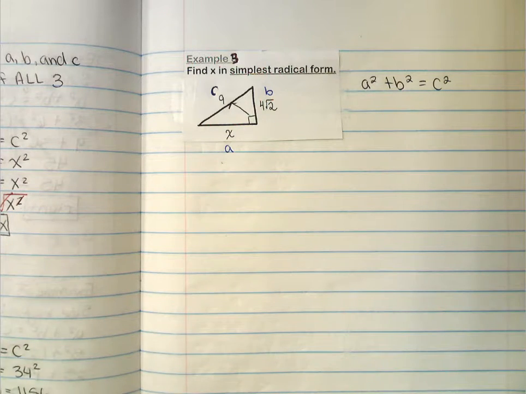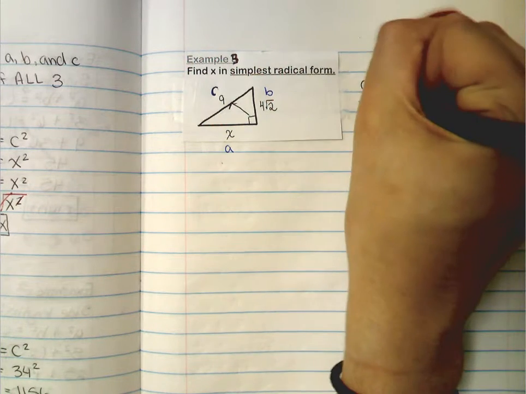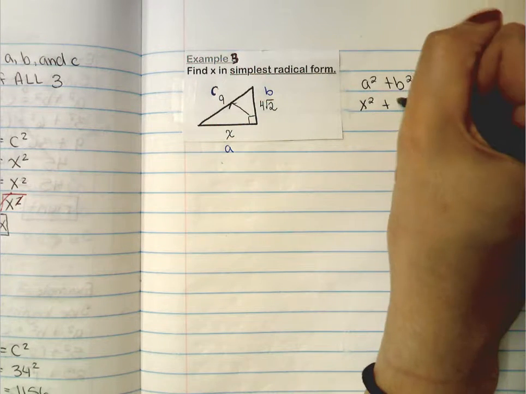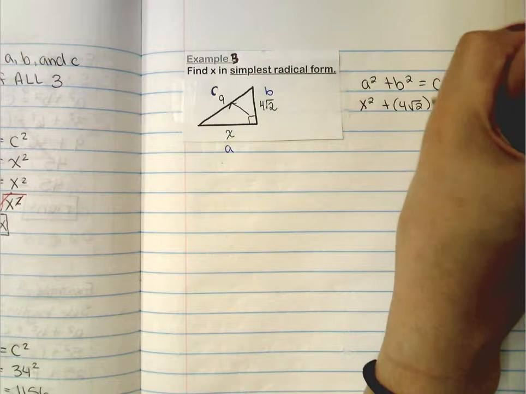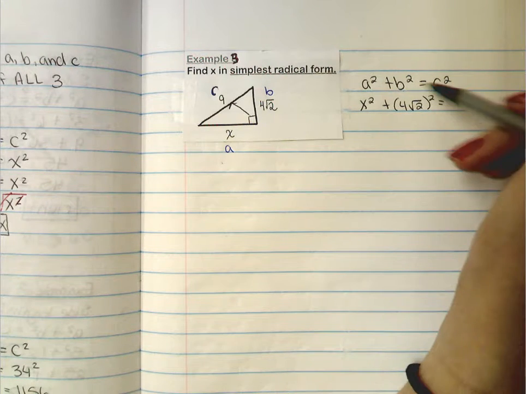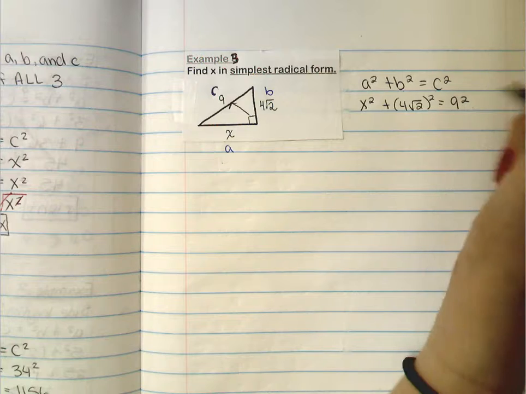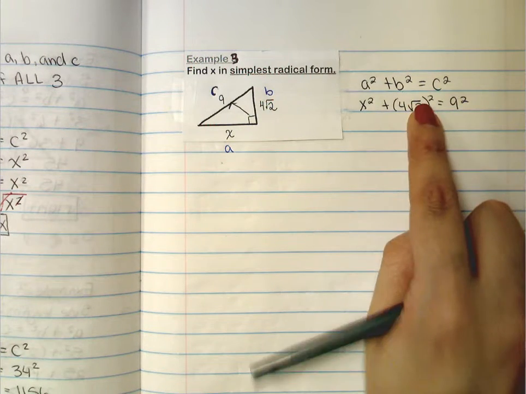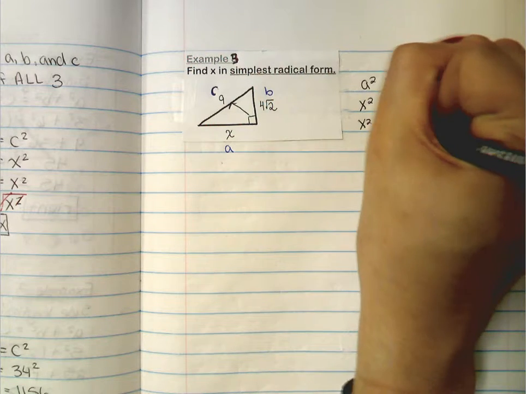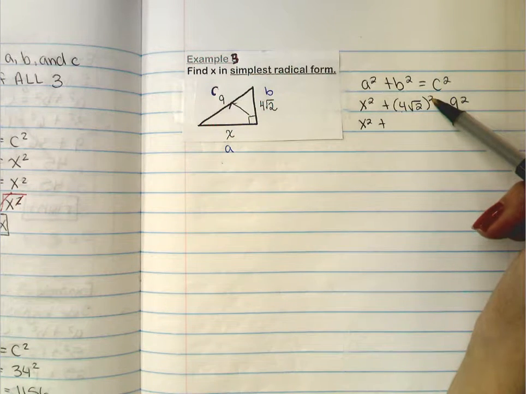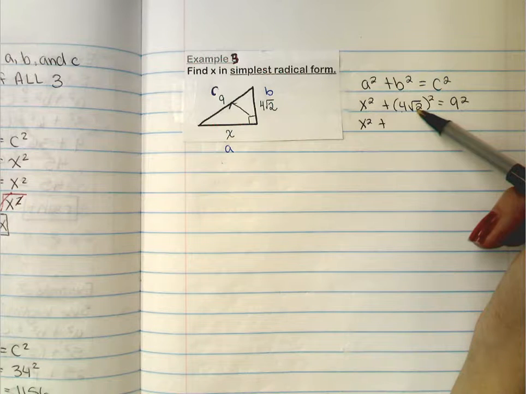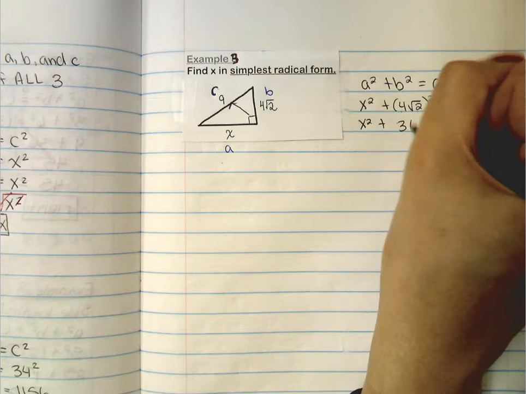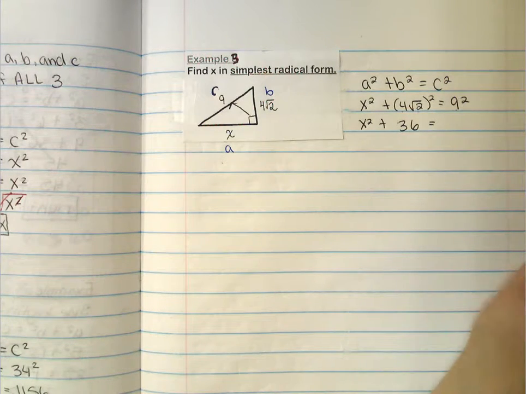And now I have A is x, B is the 4 square root of 2. Put that in parentheses. And then my C is 9. So same process, but now I'm having to remember how to multiply radicals. So here, 4 squared, so 4 times 4 is 16, and then times the number inside, 2. So 16 times 2, that's 36. And then 9 squared, 9 times 9, that's 81.